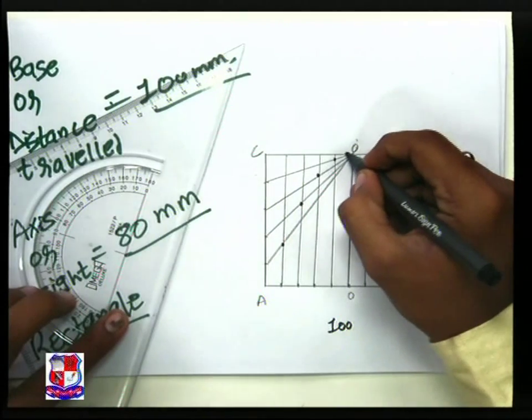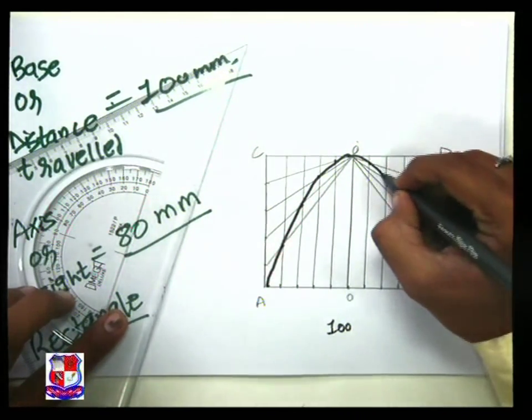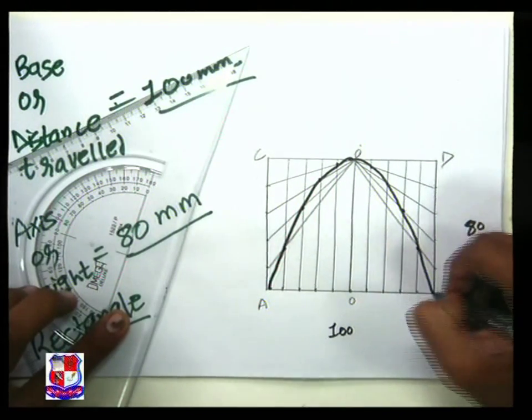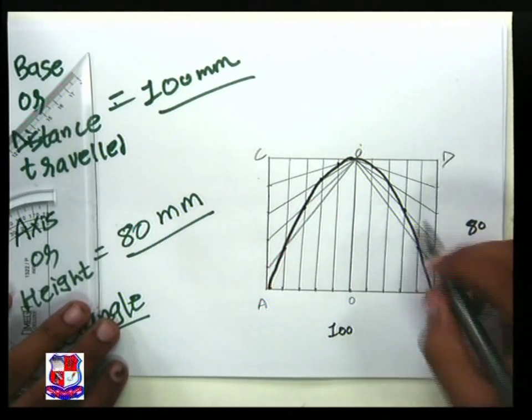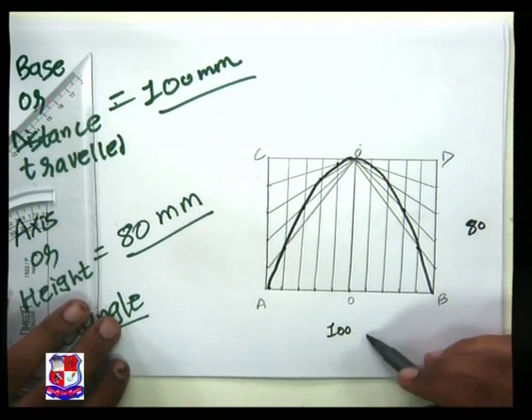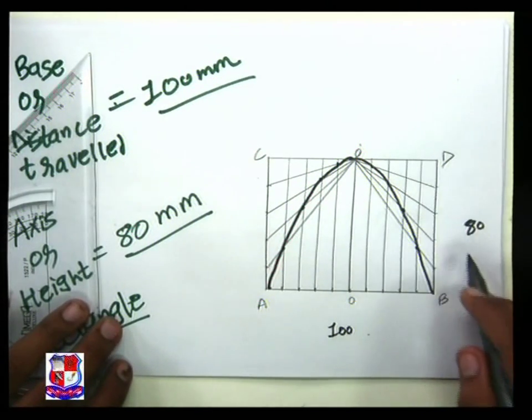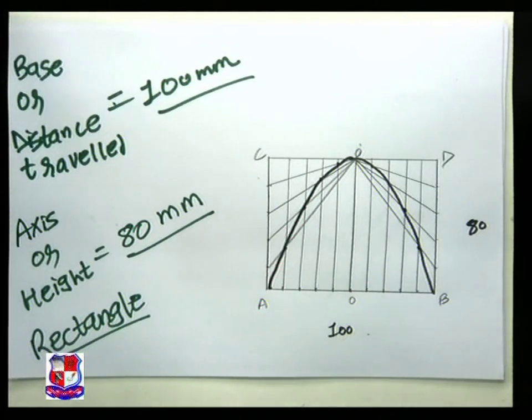We will join them either with the French curve or freehand, and this is how we can get our desired parabola shape, which is having a base of 100 mm and height of 80 mm. So that is the end of this video lecture of paper solution January 2000.